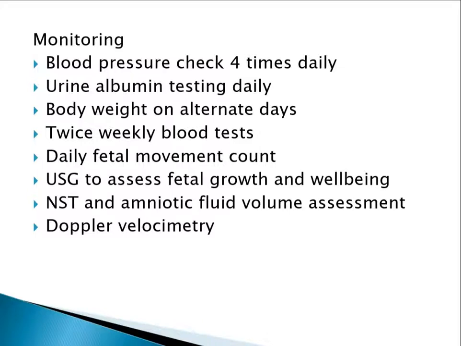Check the blood pressure at least 4 times daily. That is 6 hourly. Then urine albumin should be checked daily. You got urine albumin to check. Strips are available. You have to check every day the presence of protein in the urine, because it means her kidney function is getting involved. It is getting damaged. So that means she may go into a severe hypertension, and we have to be cautious and try to deliver early.